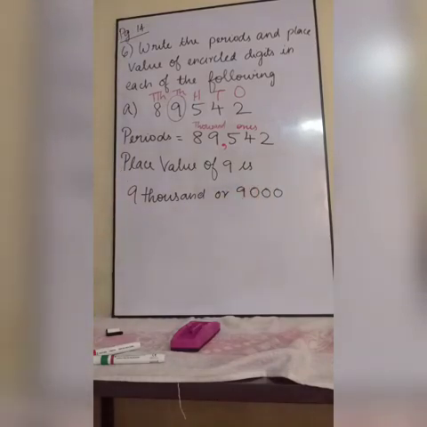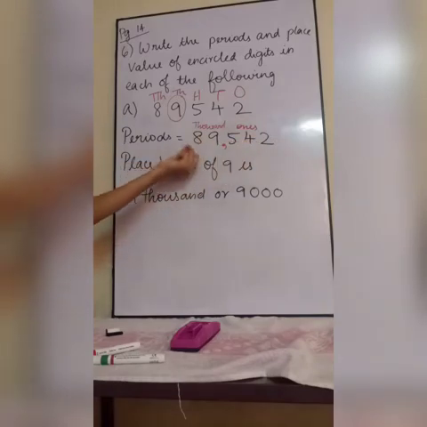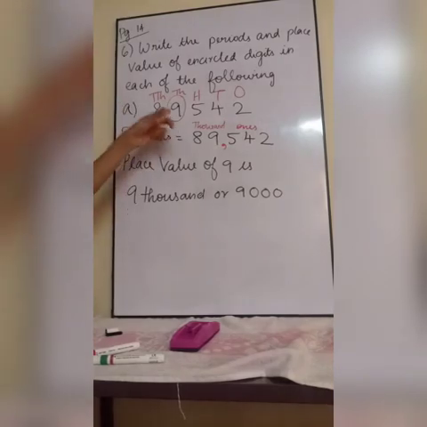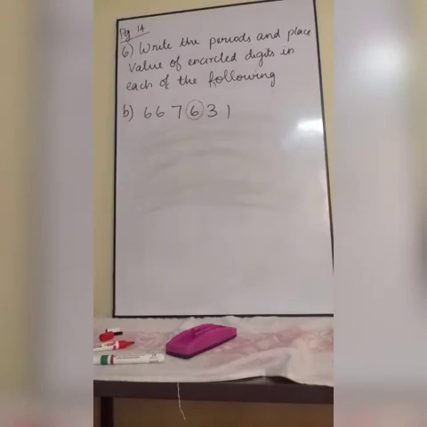So first I am writing the periods like this: ones, tens, hundreds, comma, 1000, 10,000. This is ones period, this is thousands period. Now, place value of 9 is 9,000, so 9,000 you have written. Understood? This is your B question.